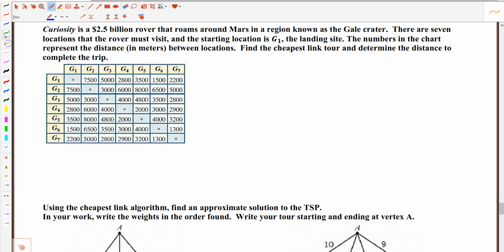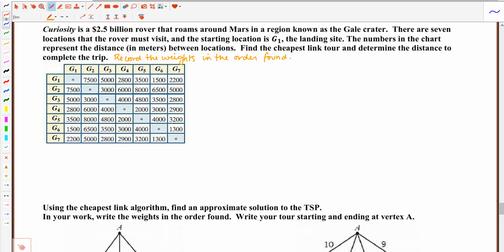Now again, my expectation is when you solve these types of problems, you're going to record the weights in the order found. So I will have that in the directions on your exam, so just keep in mind that that is going to be the expectation.